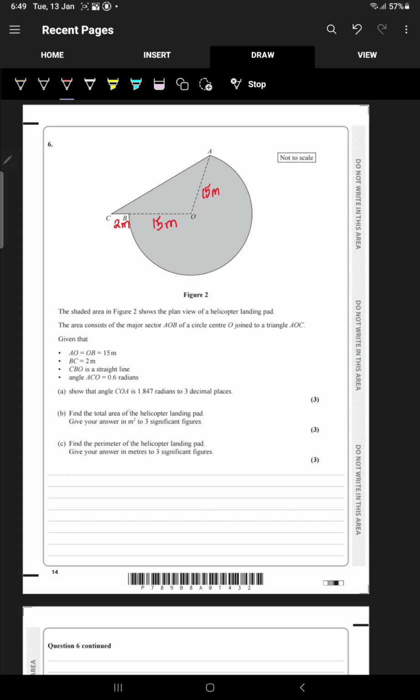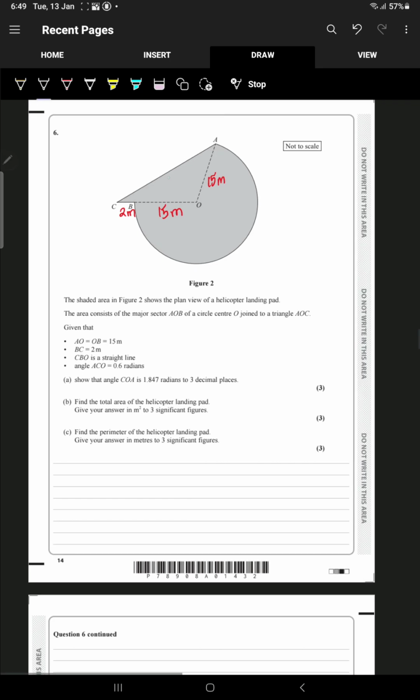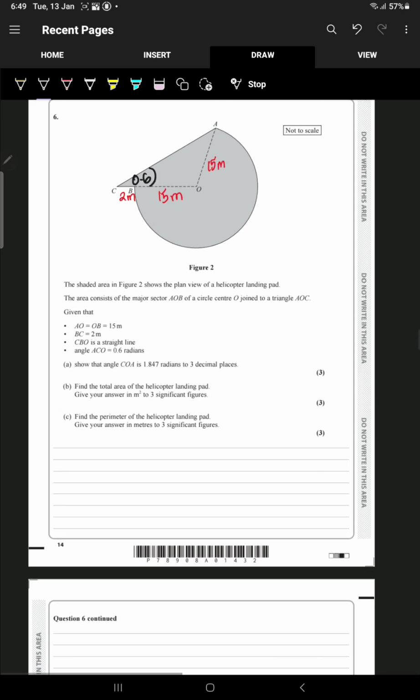What else? Angle ACO is 0.6 radians. Now it shows the angle COA. This angle over here is 1.847 radians to 3 decimal places.